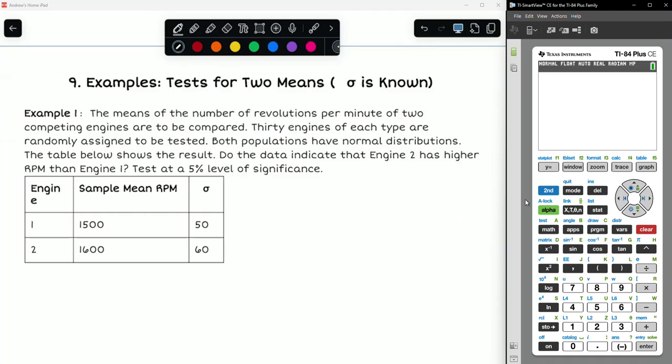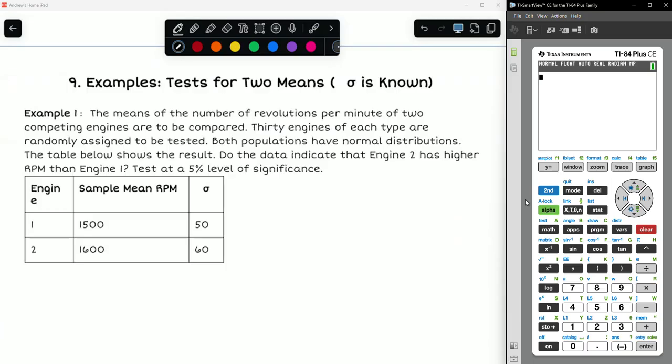For this video, we're going to start looking at tests that compare means. And here we're going to see a slight change in what our hypotheses look like. But other than that, the procedure we're using to conduct the hypothesis test will be the same. So let's try one together.